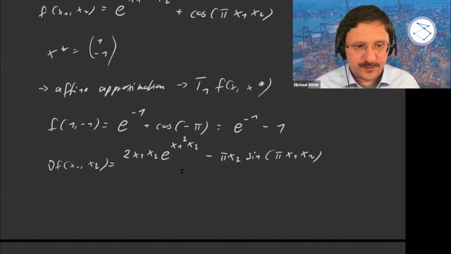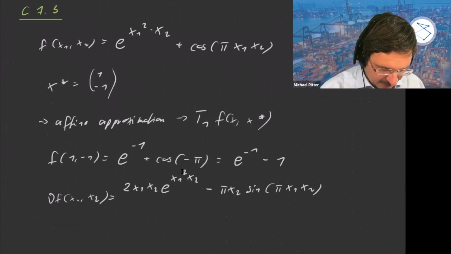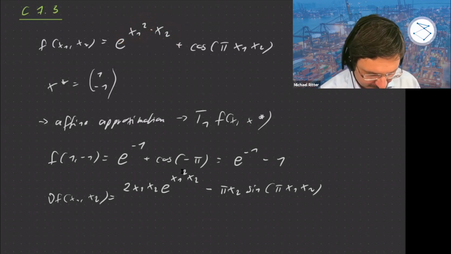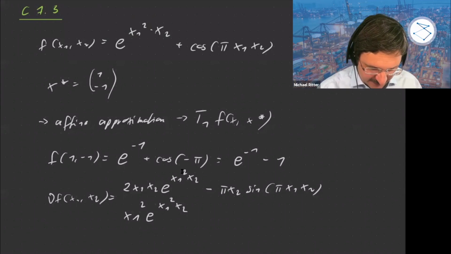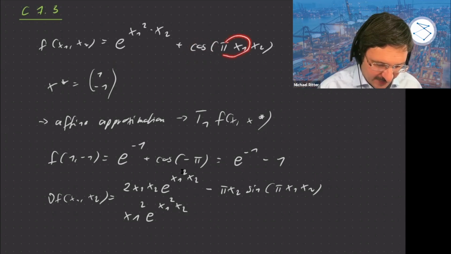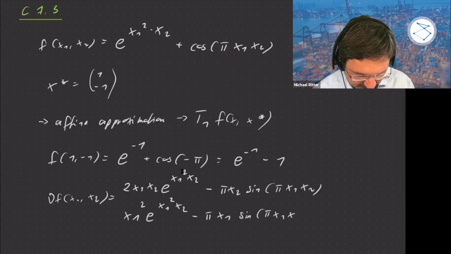And differentiating with respect to x2 works similarly. So again, this one here first. The derivative of the inner function is now x1 squared. And again, we keep this exponential term here. Again, we get the negative sign here as the derivative of the outer function. And for the inner function, we get pi x1. So that's minus pi x1 sine of pi x1, x2.